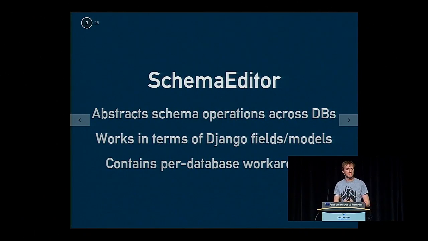But coming back to that schema editor interface, the schema editor is this part of the database backends that abstracts the schema operations over databases. In the same way the ORM abstracts things like select, update, and delete over databases, the schema editor will abstract things like create table, create index, drop index, and things like that. And as you'll see later at the end of the talk, this is very important for some particularly tricky databases.